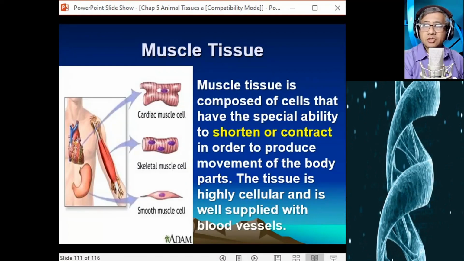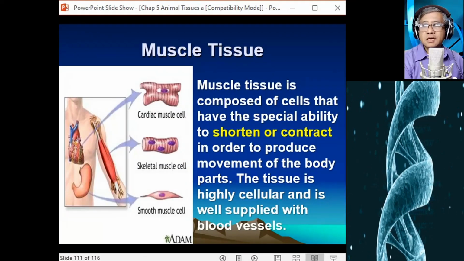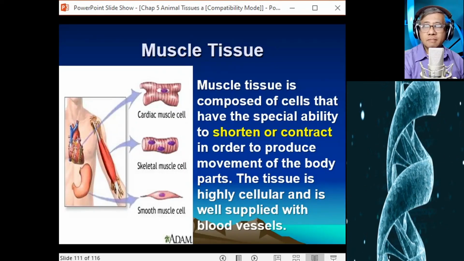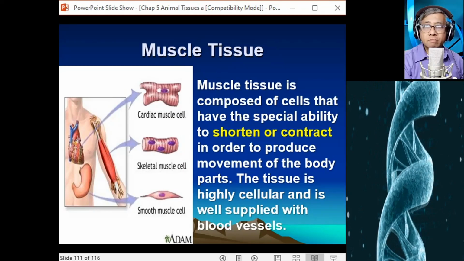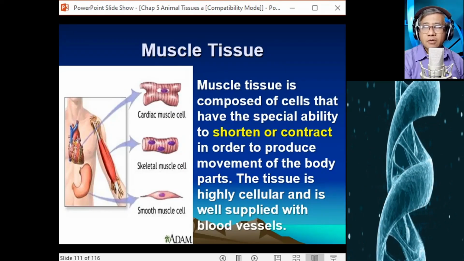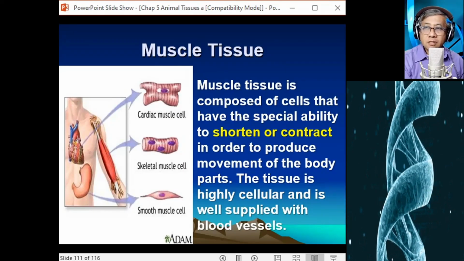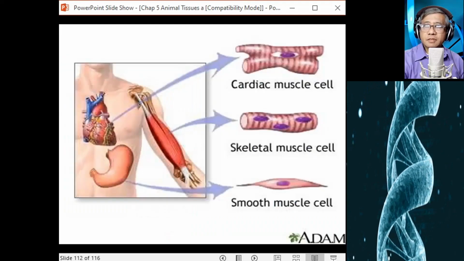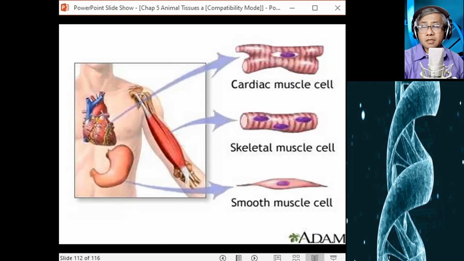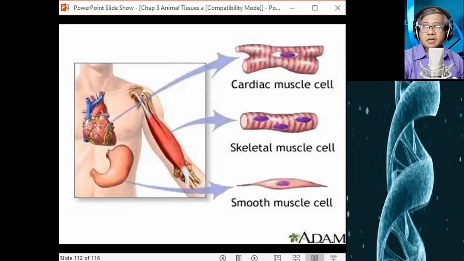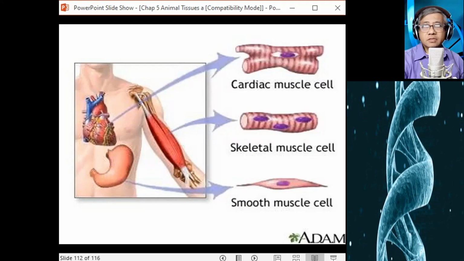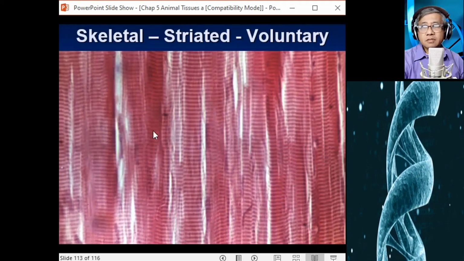Muscle tissue is composed of cells that have the special ability to shorten or to contract in order to produce body movement. This tissue is highly cellular and it is well supplied with blood vessels. There are three types of muscle tissue. We have cardiac, skeletal, and smooth. Let us describe briefly these types of muscle tissue, starting with skeletal.